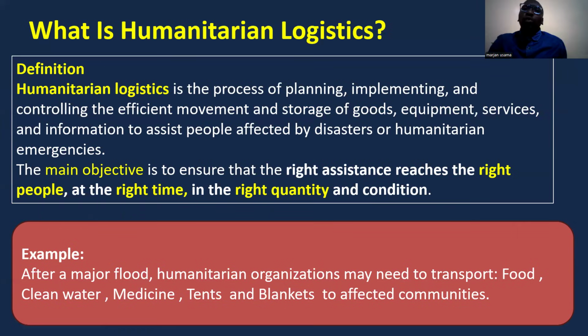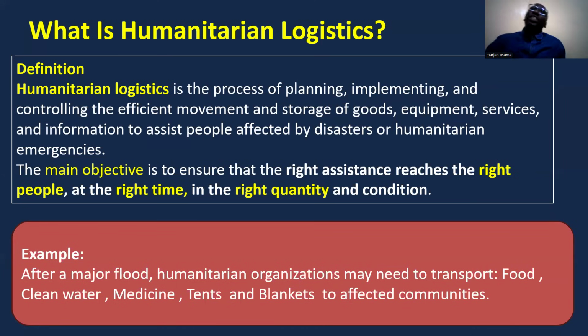So we need to ensure that the people who have been affected, they get the right assistance. And when you're talking about the right assistance, it can be medical assistance, it can be food assistance, and so on. And the right people. So humanitarian logistics also ensures that the right people get the assistance. Then also at the right time. Because if these people don't get the assistance at the right time, we might lose lives.